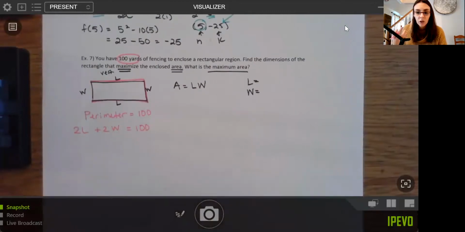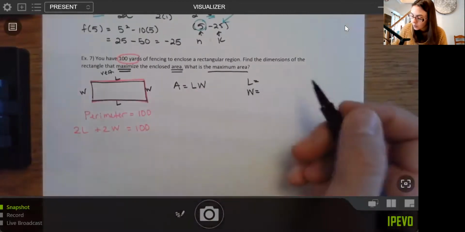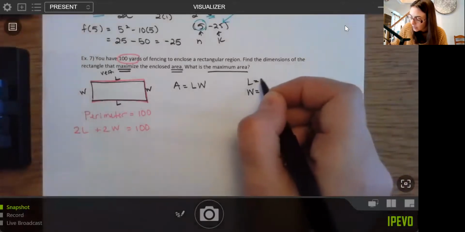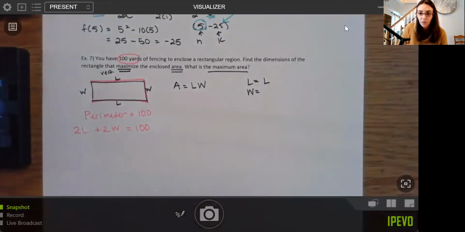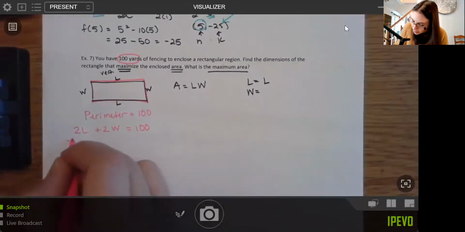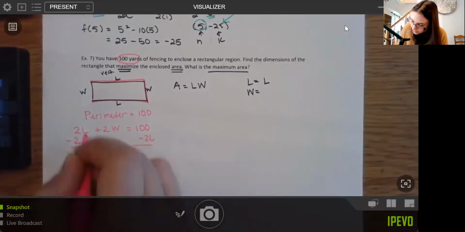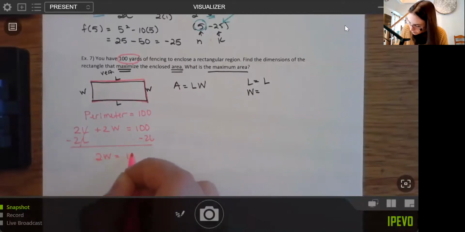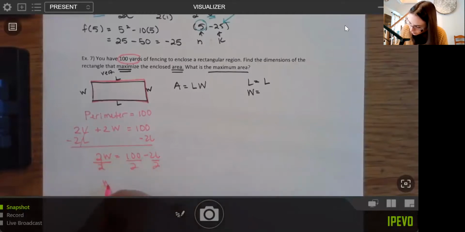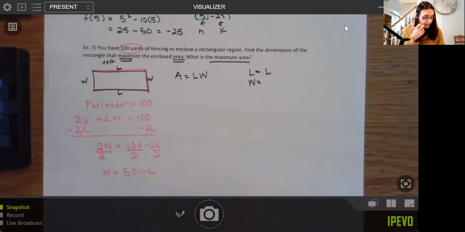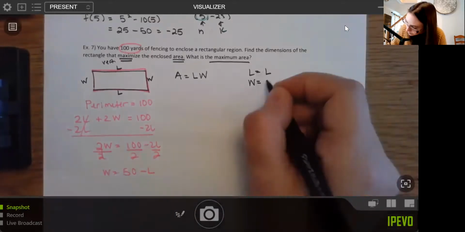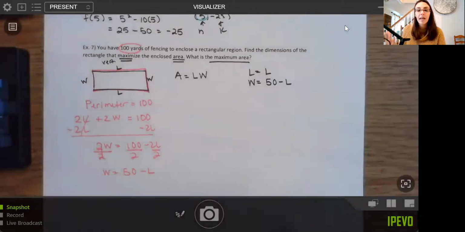So what I can do is choose one of these to be my variable. Maybe we're going to choose L to be the variable here. We'll leave it as L. And let's solve for W then. So I would subtract 2L from both sides. Divide by 2. And I get my setup is going to be 50 minus L. If you don't like using L, you can use X instead.